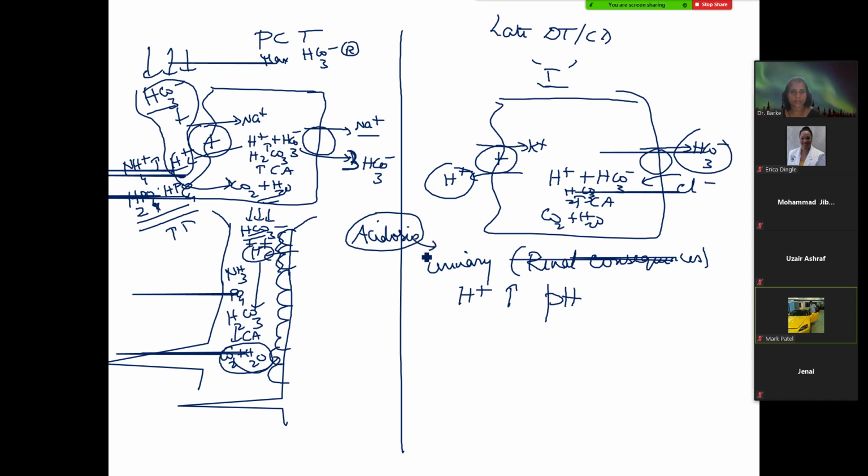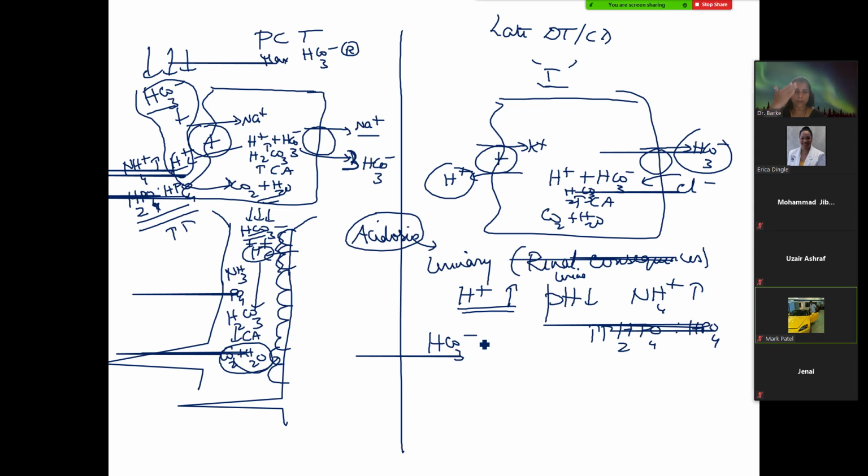In acidosis, if urine has lots of H plus, what happens to the urinary pH? Decreases. What will happen to ammonium formation? Increase. Dihydrogen phosphate will increase. So what will happen to the H2PO4 to HPO4 ratio? Increases.